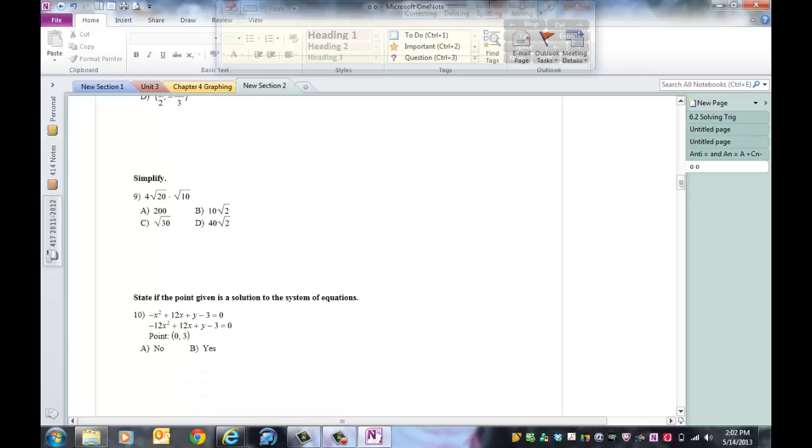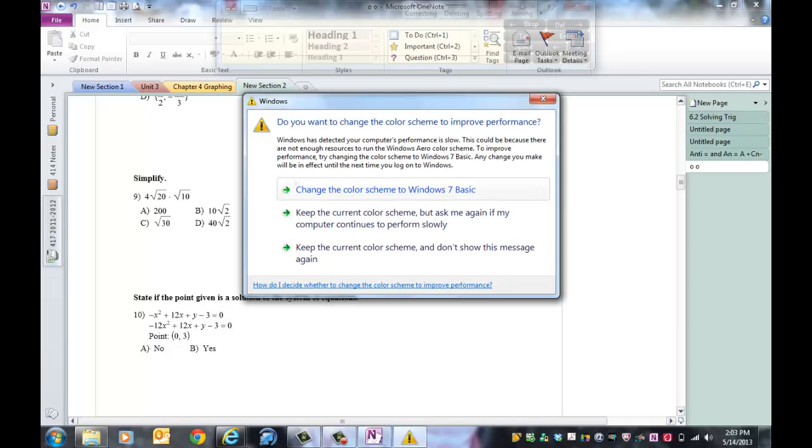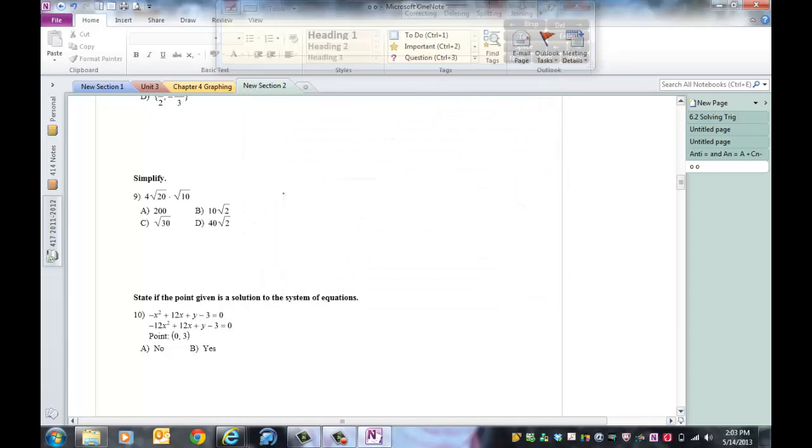So question number 9. Again, we're looking here at multiplication. When it comes to multiplication, we have 4 times square root of 20 times square root of 10. Multiplication means everything gets multiplied. Remember what I told you guys off to the side. One big square root is the same thing as 2 little square roots.